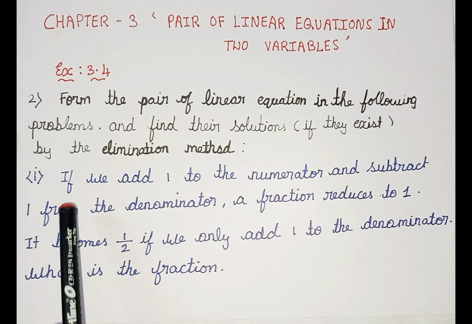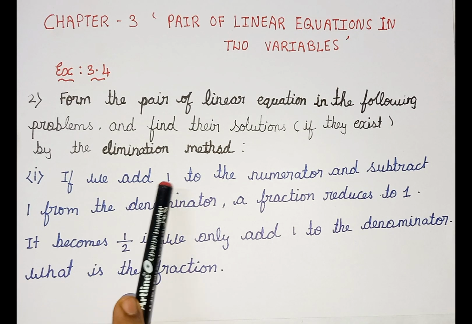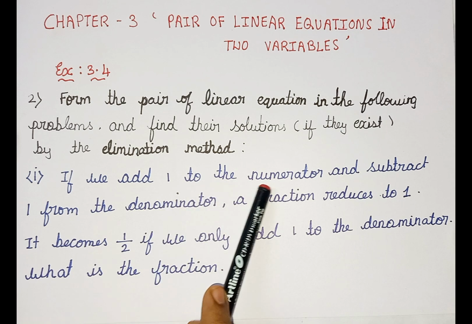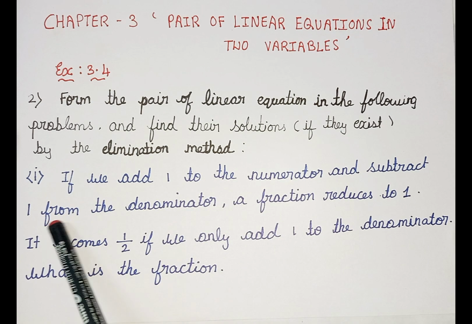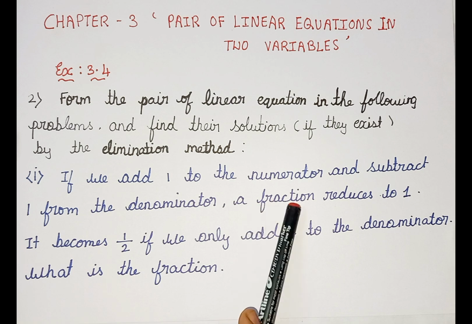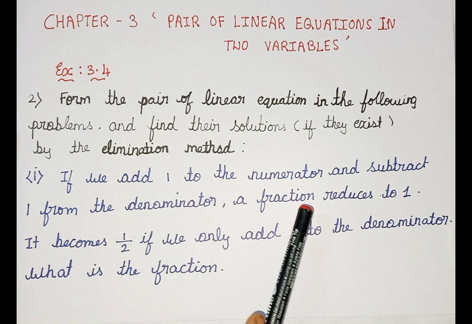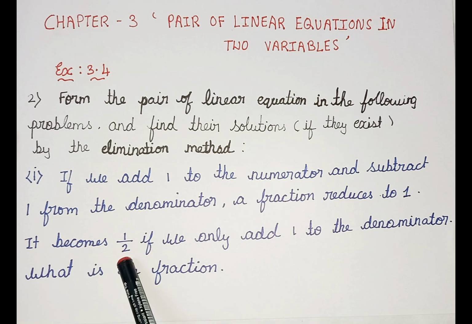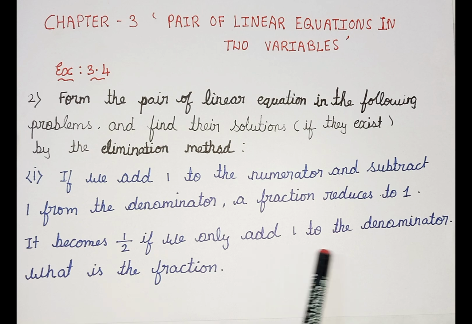The first subdivision is: if we add 1 to the numerator and subtract 1 from the denominator, a fraction reduces to 1. It becomes 1 by 2 if we only add 1 to the denominator. What is the fraction? So this is the question. Because of the fraction, you guys might be wondering this question is difficult to solve, but believe me guys, it is easy to solve.